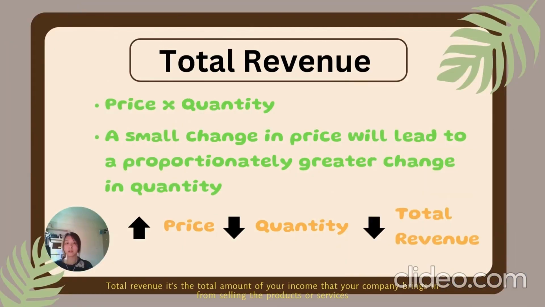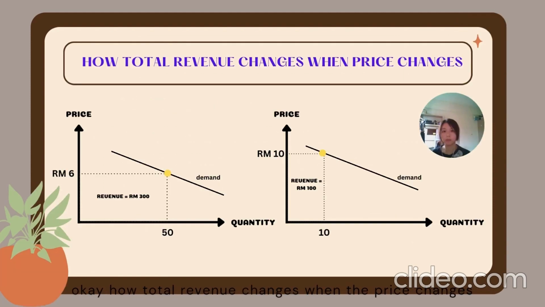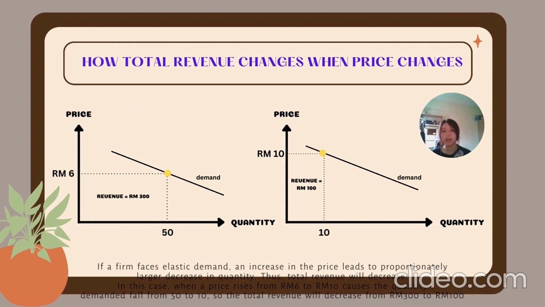Total revenue is the total amount of income that your company brings in from selling products or services. A small change in price will lead to a proportionately greater change in quantity. So the formula of total revenue is price times quantity. If the price increases, the quantity demanded and total revenue will decrease. How does total revenue change when the price changes? If a firm faces elastic demand, an increase in the price leads to a proportionately larger decrease in quantity. Thus, total revenue will decrease. In this case, when the price rises from 6 ringgit to 10 ringgit, the quantity demanded falls from 50 to 10. So the total revenue will decrease from 300 ringgit to 100 ringgit.